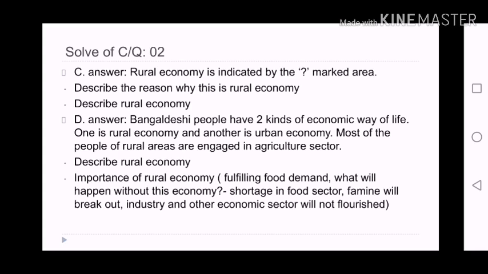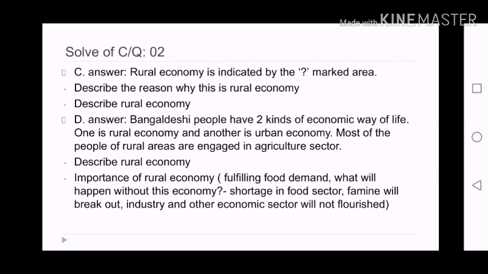So the question mark area is about the rural economy. Why is that? We have seen that around the question mark there are some occupations included: farmer, weaver, potter and fishermen, and all these occupations are related to the occupations of rural areas.